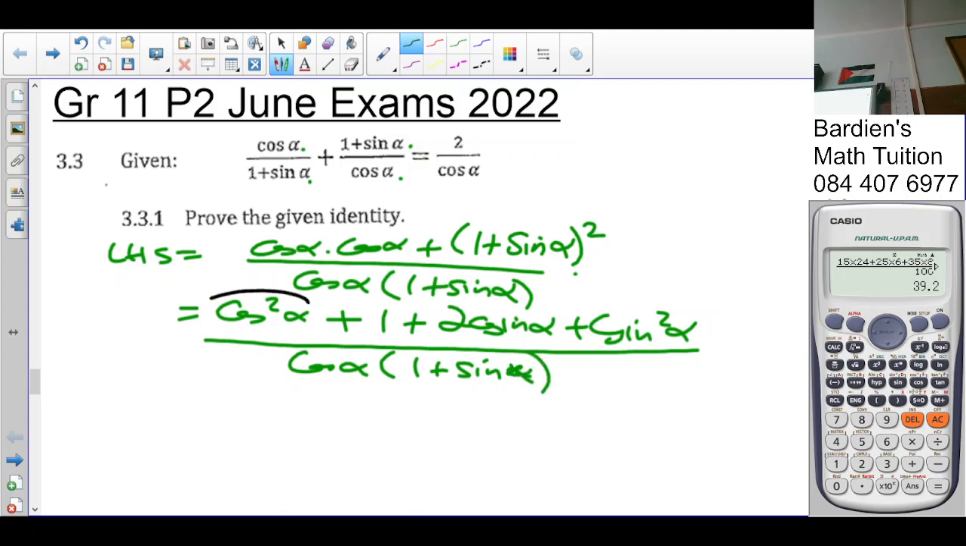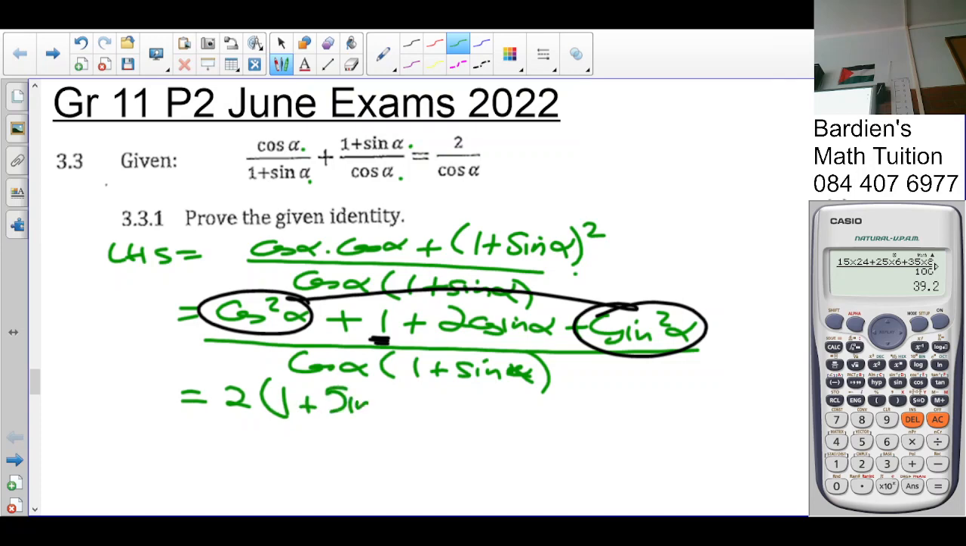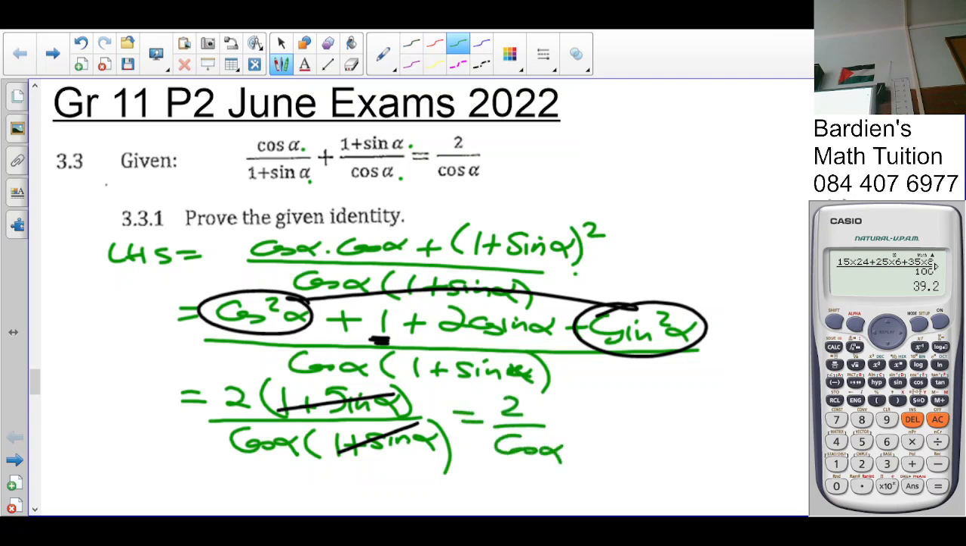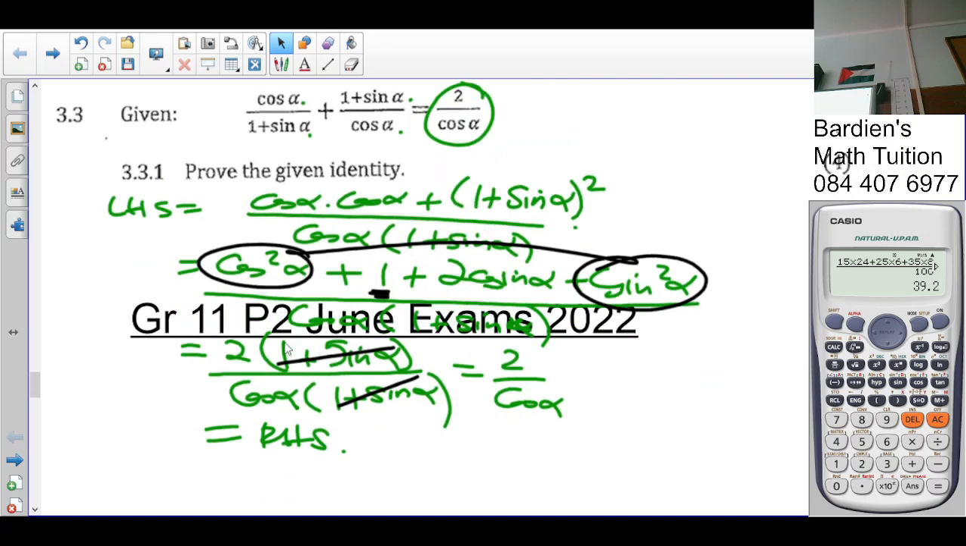Okay, so what is cos squared alpha plus sine squared alpha equal to? It's 1, not so? And that 1 plus this one here is going to give us 2. So I take 2 out as a common factor. So I'm left with 1 plus sine alpha over cos alpha times 1 plus sine alpha. Now is 1 plus sine alpha the same as sine alpha plus 1? Yes. So that will cancel. It will give us 2 over cos alpha, which is also equal to the right hand side. Okay, and they have just proven it for 4 marks there.